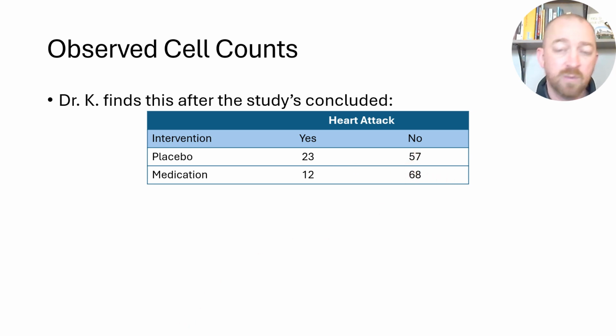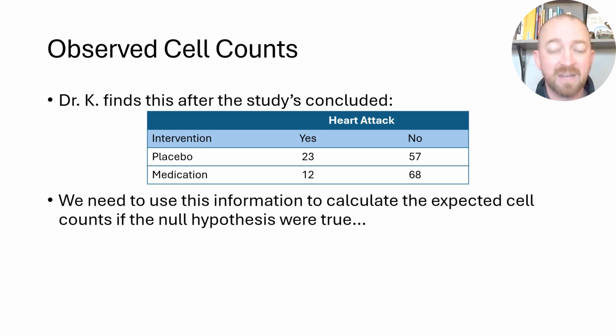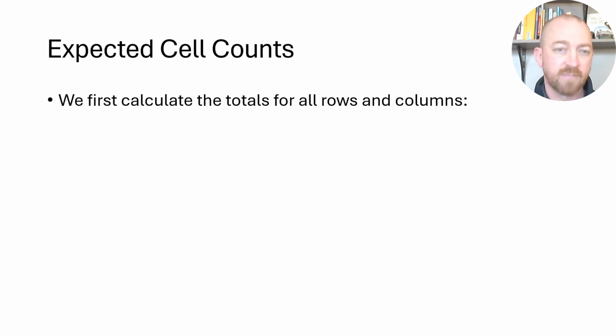Now I'm going to show you how we can calculate that, of course. That will be the way that we calculate our expected cell frequencies or expected cell counts. It's the same thing. In other words, we're going to calculate what we would expect to have seen if the null hypothesis were indeed true. All right, and this is what that looks like.